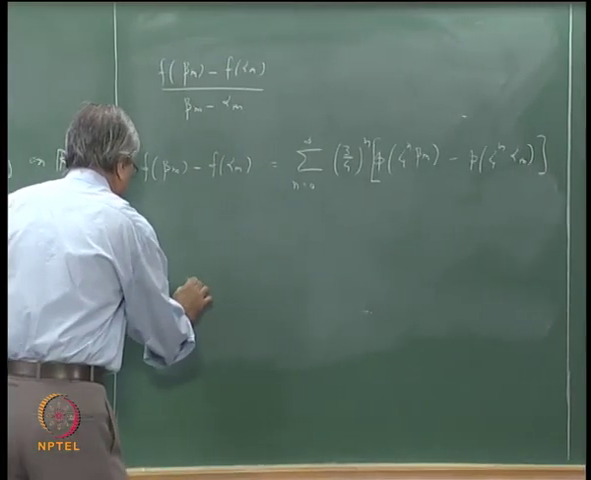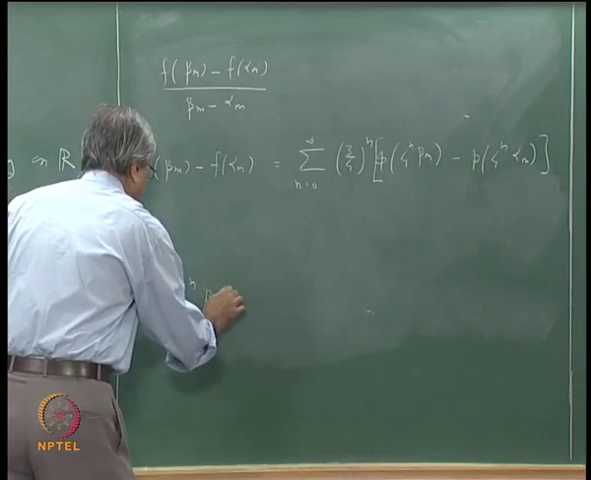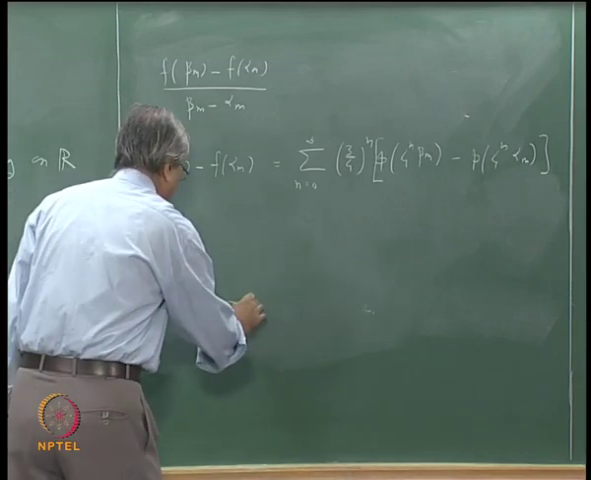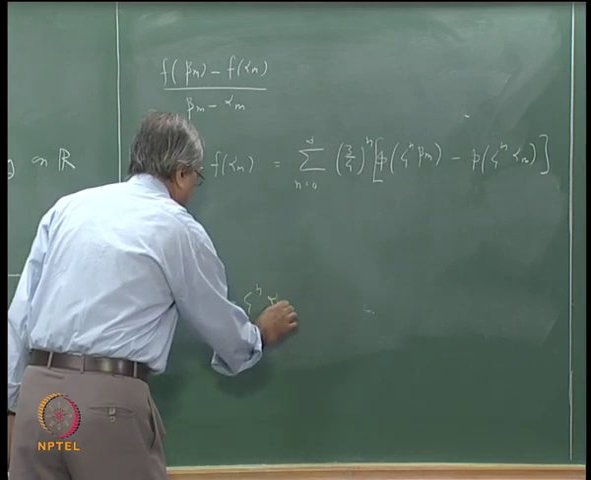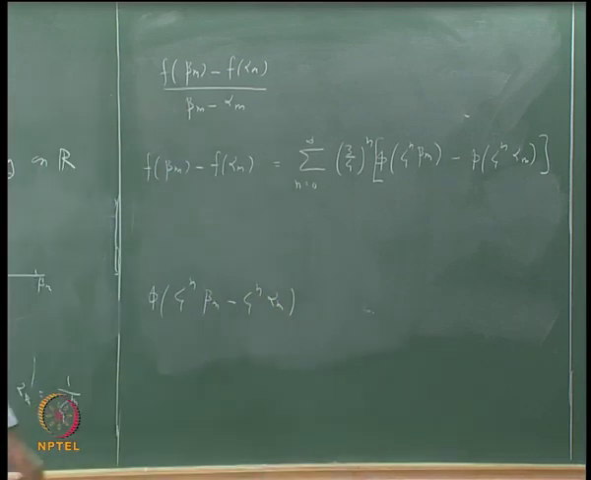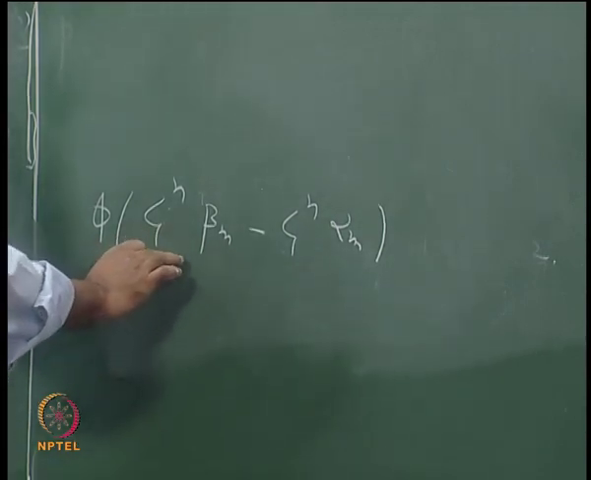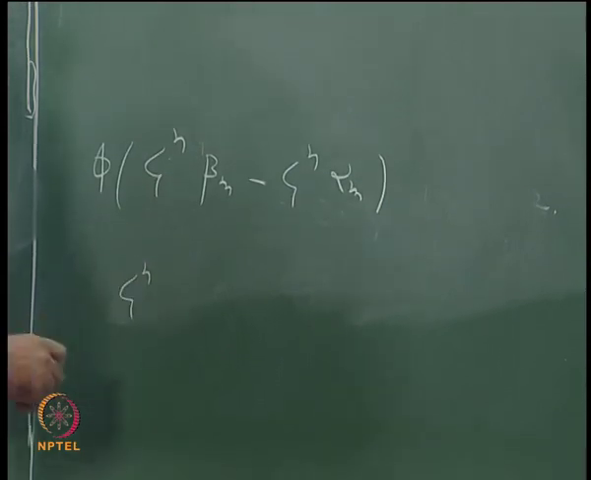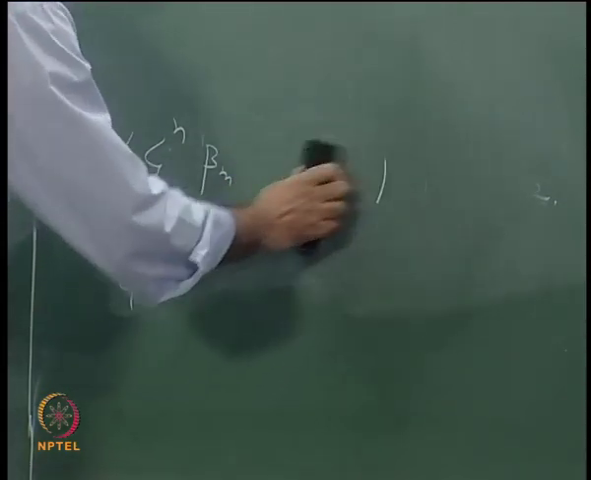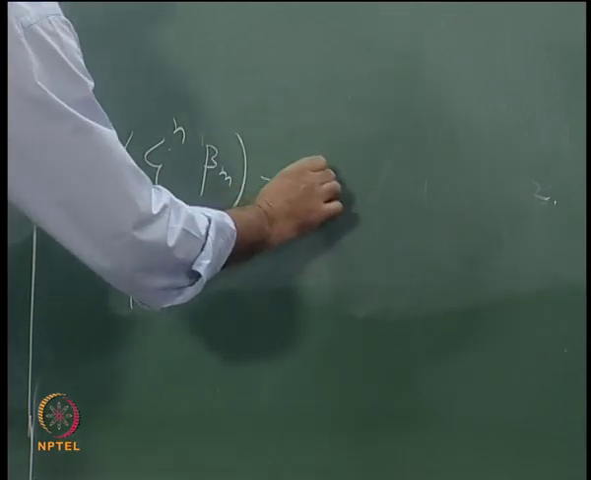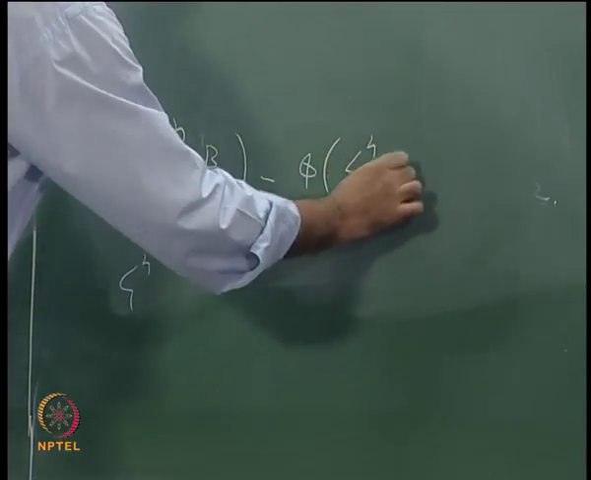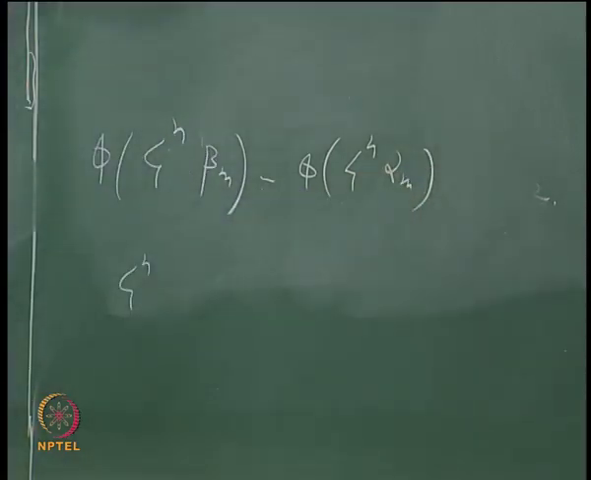Phi of 4 to the power n beta m minus phi of 4 to the power n alpha m, that is what we require, right.